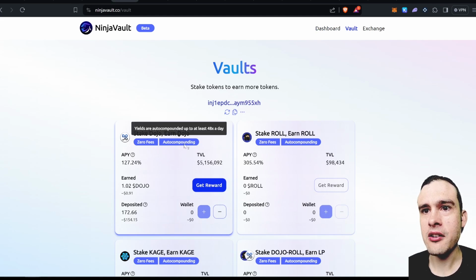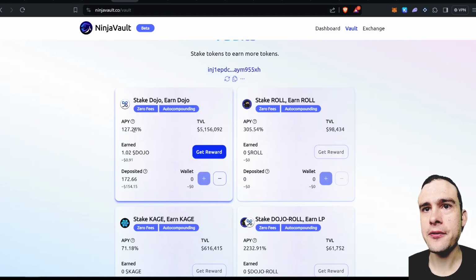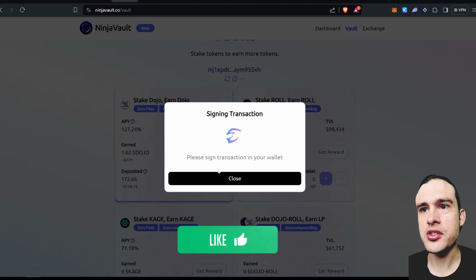The vaults are a way to auto compound staking, for example. This does have the Dojo token, and I'll show you why the Dojo token is something that's worth buying in a second. And I do realize prices appreciated a lot recently, and I'll tell you exactly why that's happening. But at the moment, Dojo has 127% APY on staking, which is pretty crazy. This is auto compound, but you do actually still need to claim your rewards. So I've got one Dojo here that I can claim.